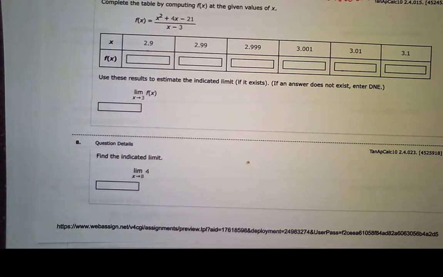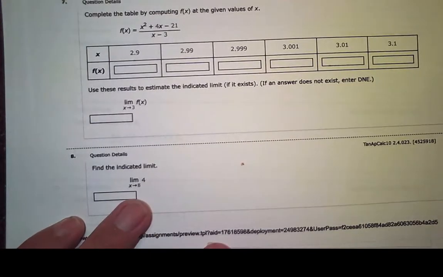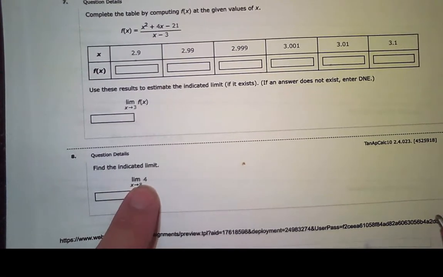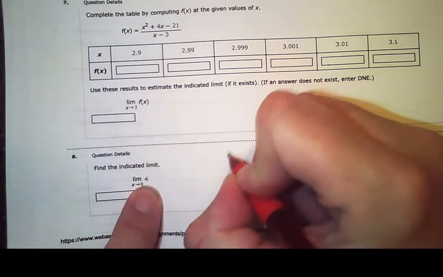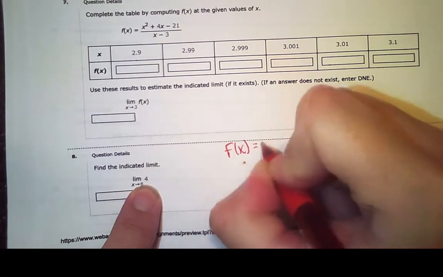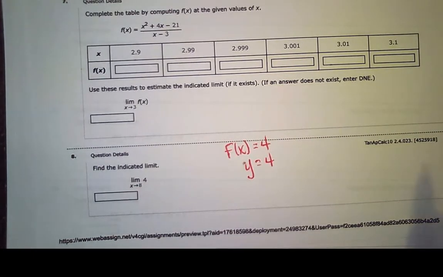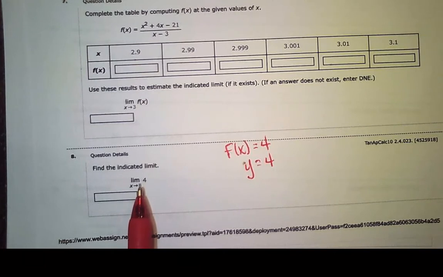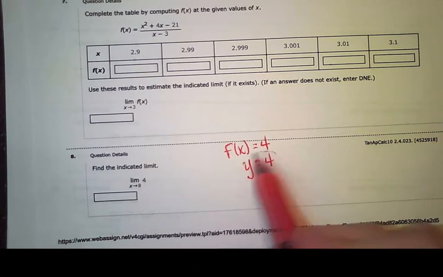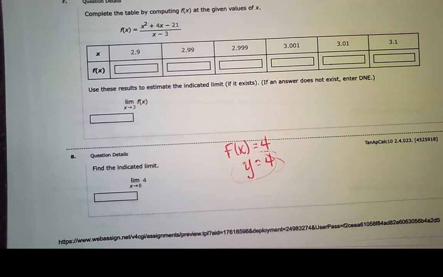All right, so what I have is the limit as x approaches 8 of 4. So remember, 4 represents your function. So I could say f of x equals 4, or I could say y equals 4. So what it's asking is, as I creep closer to an x value of 8, what y value do I creep closer to? Well, it doesn't matter because all of my y's are 4.